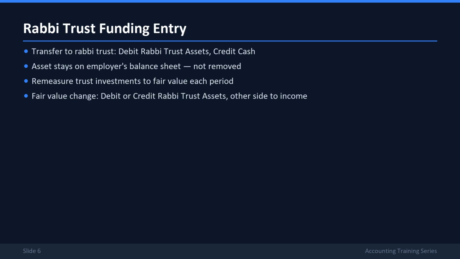When the employer funds the rabbi trust by transferring cash, the entry is a debit to rabbi trust assets and a credit to cash. Because the trust assets remain on the employer's balance sheet due to creditor exposure, the debit simply reclassifies the cash into a trust asset account. If the trust assets are invested in marketable securities, those investments must be remeasured to fair value at each balance sheet date. The change in fair value is recorded by debiting or crediting the rabbi trust asset account with the offsetting entry going to the income statement.